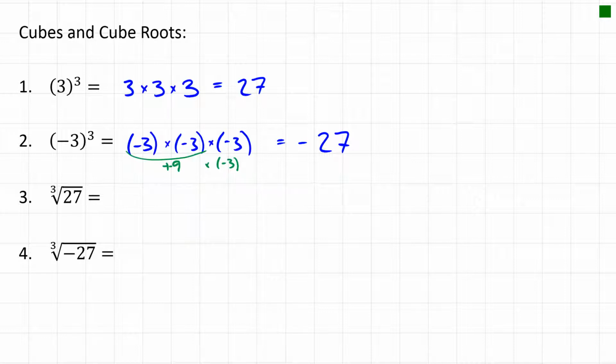So the cube root of 27, which would be the opposite of the cube, is 3. Because we're saying what number times itself 3 times equals 27.